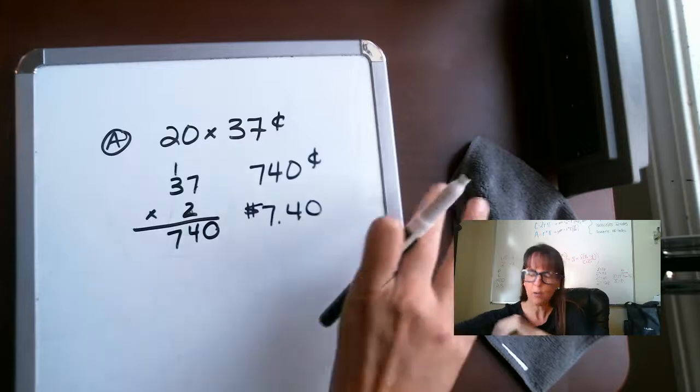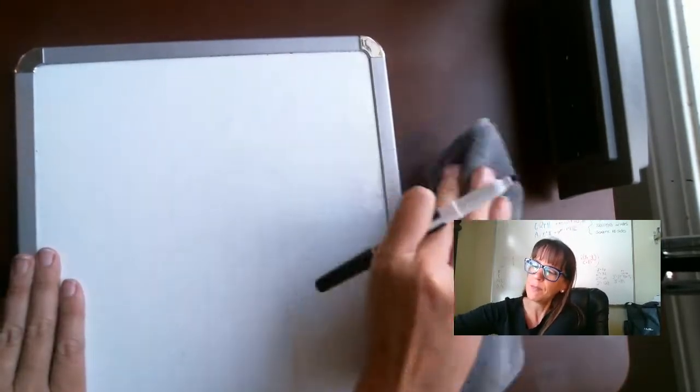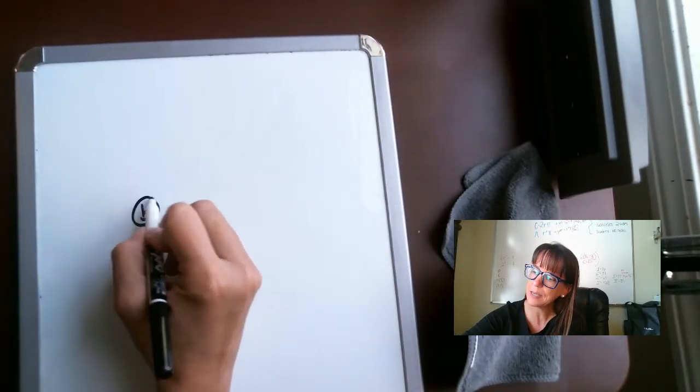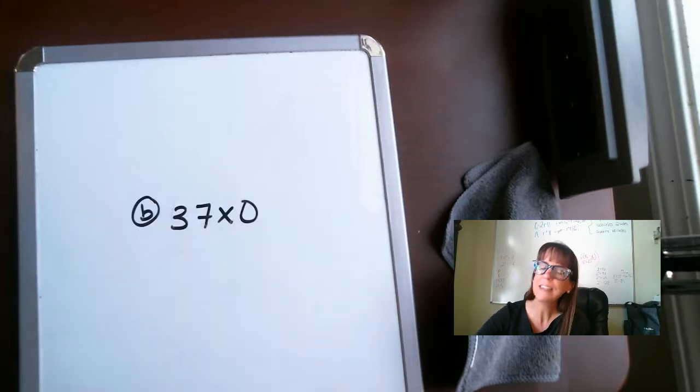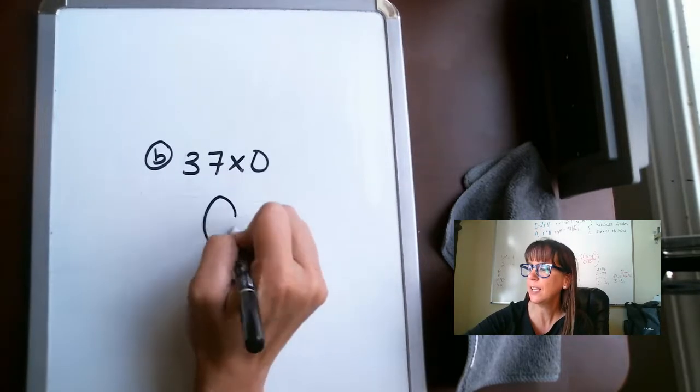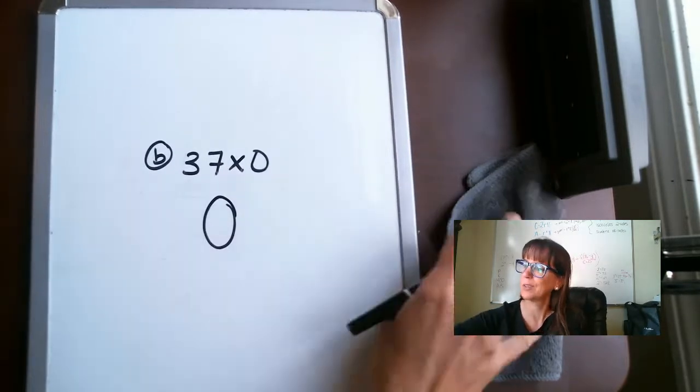$7.40. All right, for B, we have 37 times 0. Anything times 0 is a big fat goose egg, aka a 0. So that was pretty easy.